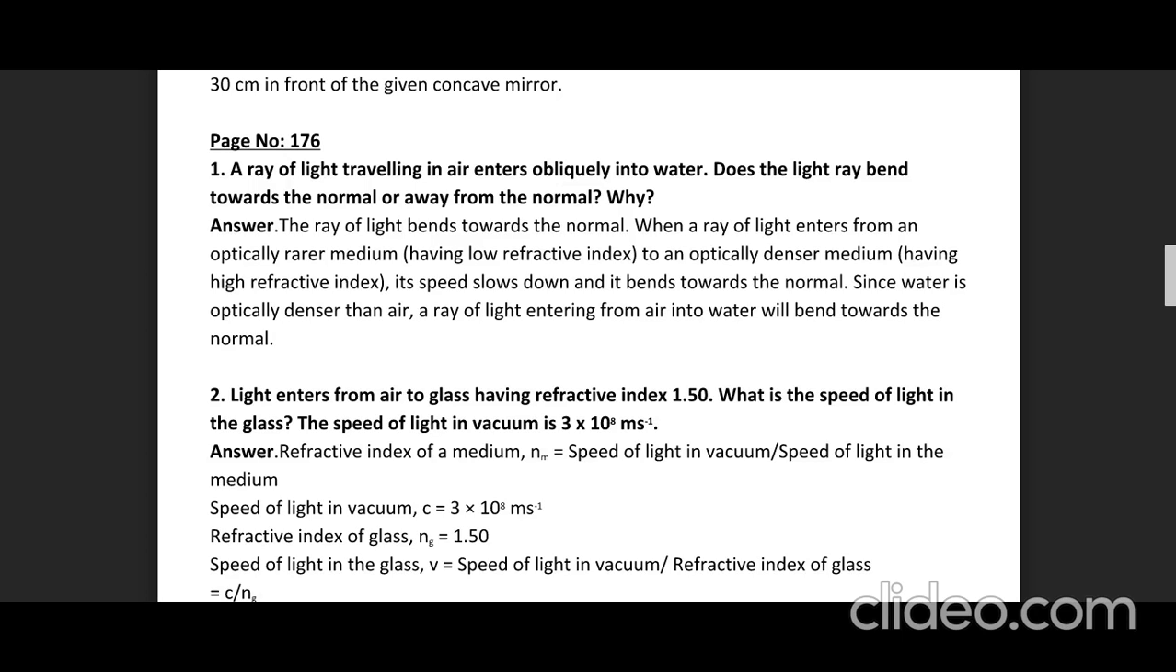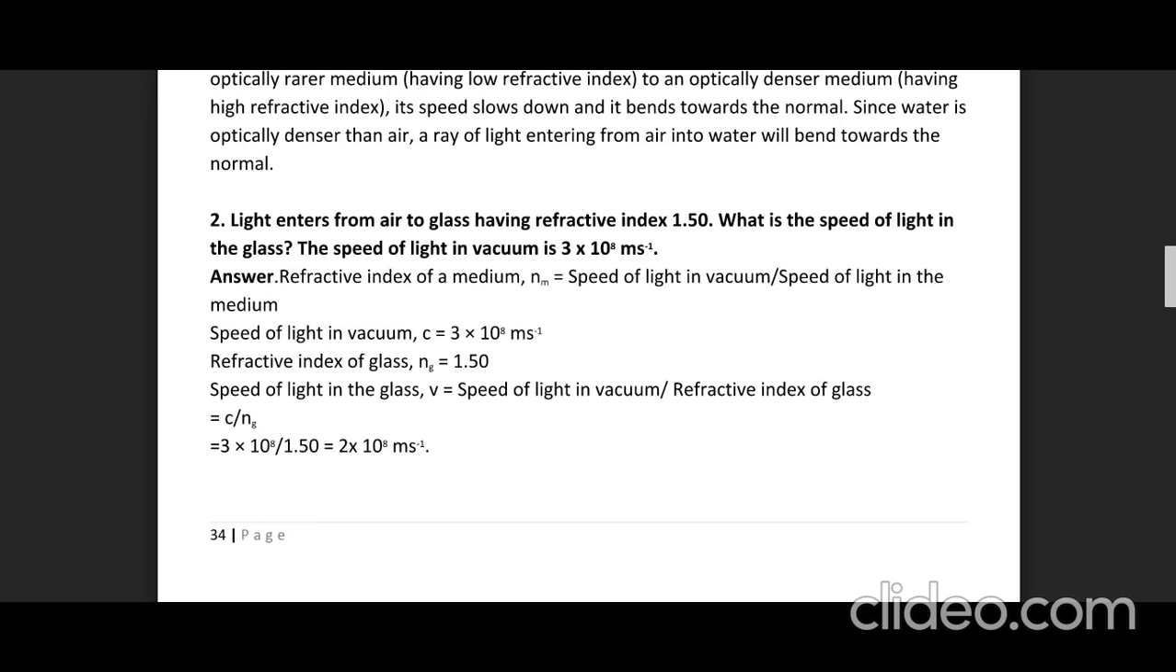Since water is optically denser than air, a ray of light entering from air into water will bend towards the normal. This thing I have already explained along with the concept and diagrams in the previous videos. So light enters from air to glass having refractive index 1.50. What is the speed of light in the glass?